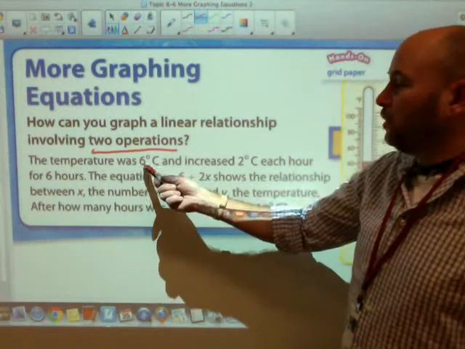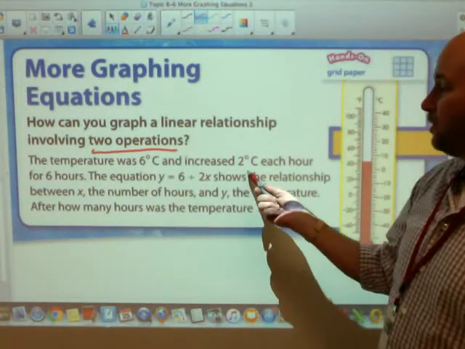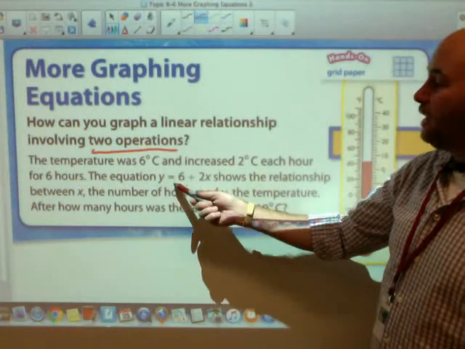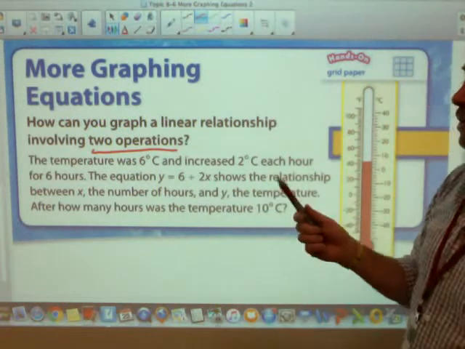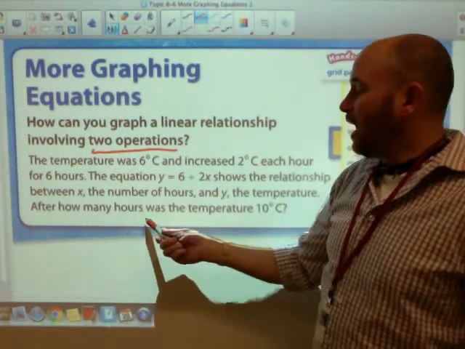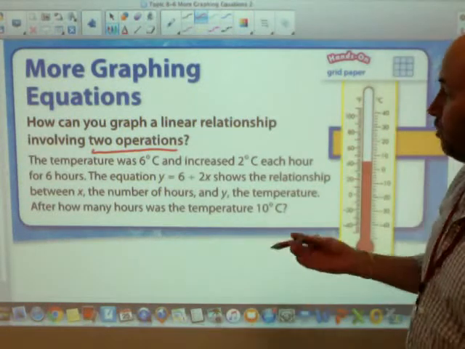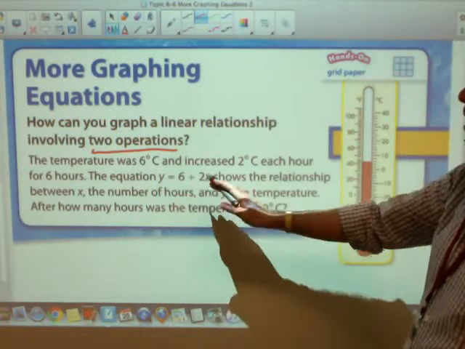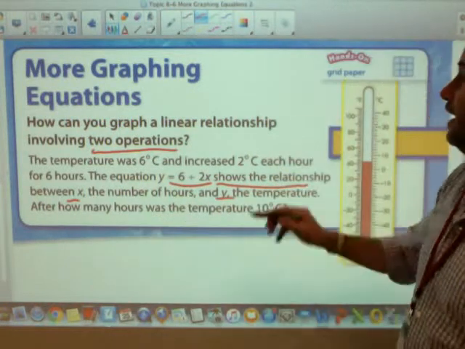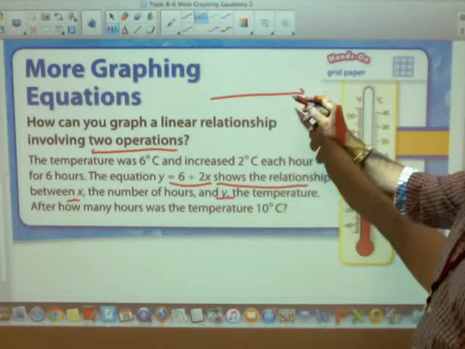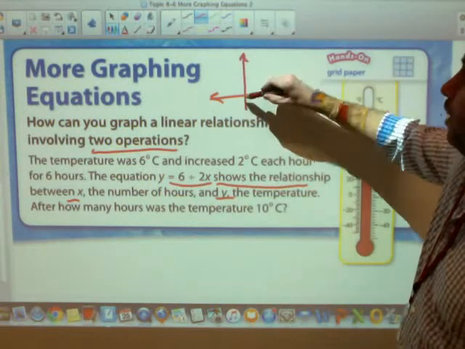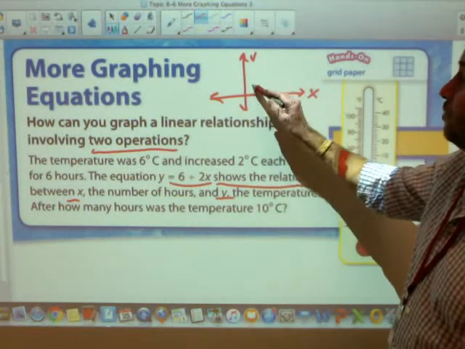The temperature was 6 degrees Celsius and increased 2 degrees Celsius each hour for 6 hours. The equation y equals 6 plus 2x shows the relationship between x, the number of hours, and y, the temperature. After how many hours was the temperature 10 degrees Celsius? So basically this equation shows the relationship between x and y. In other words, you're talking about the x number on the x coordinate and the y number on the y coordinate and how these numbers relate to each other.